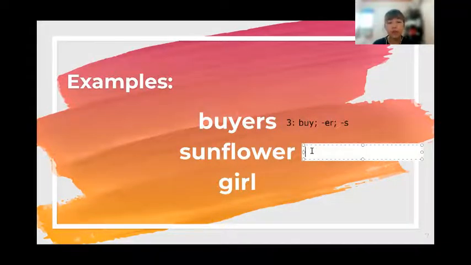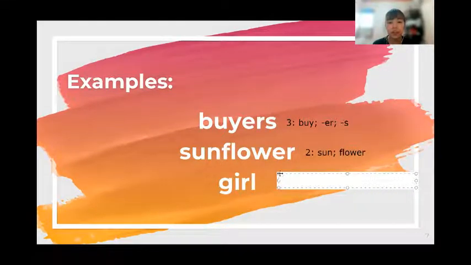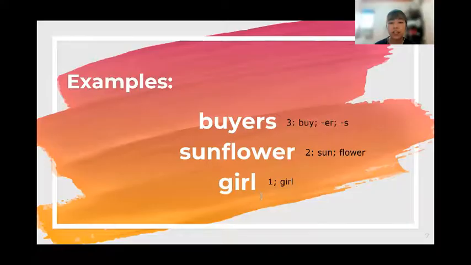Next, we also have the word sunflower. We have 2 morphemes, sun and flower. On the other hand, we also have girl. For the word girl, the base form is still girl, so we only have 1 morpheme. Since there are no other affixes attached to the word girl, we only have 1 morpheme. If we are saying girls, those are 2 morphemes, the base form girl and then the suffix s.